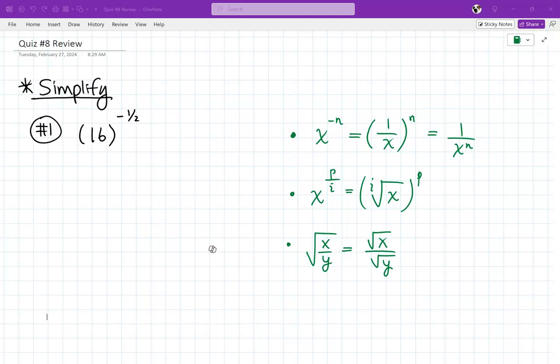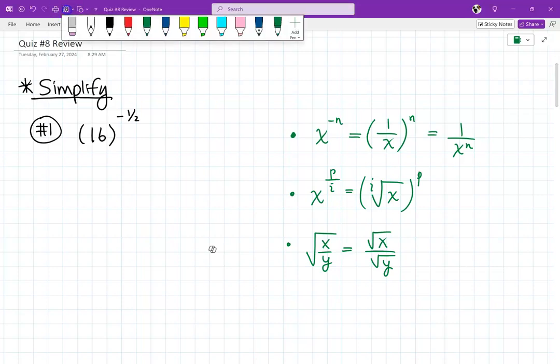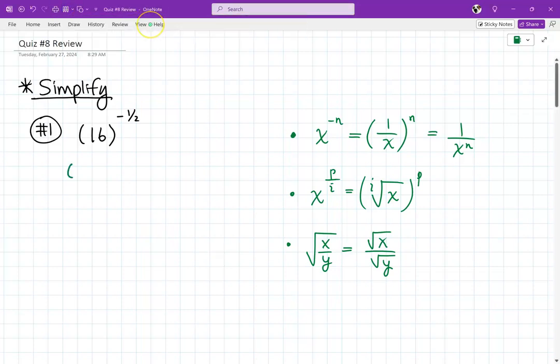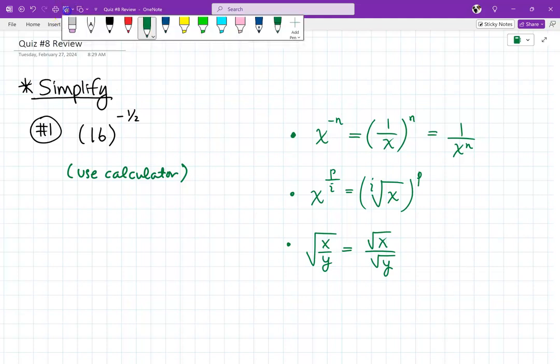Now for number 1, I know you guys don't have the calculators right now, but I'm just going to do this by hand. But just know you can use a calculator for this. Use calculator. You don't have to do this by hand. But if you do try to do this by hand, this is what happens.